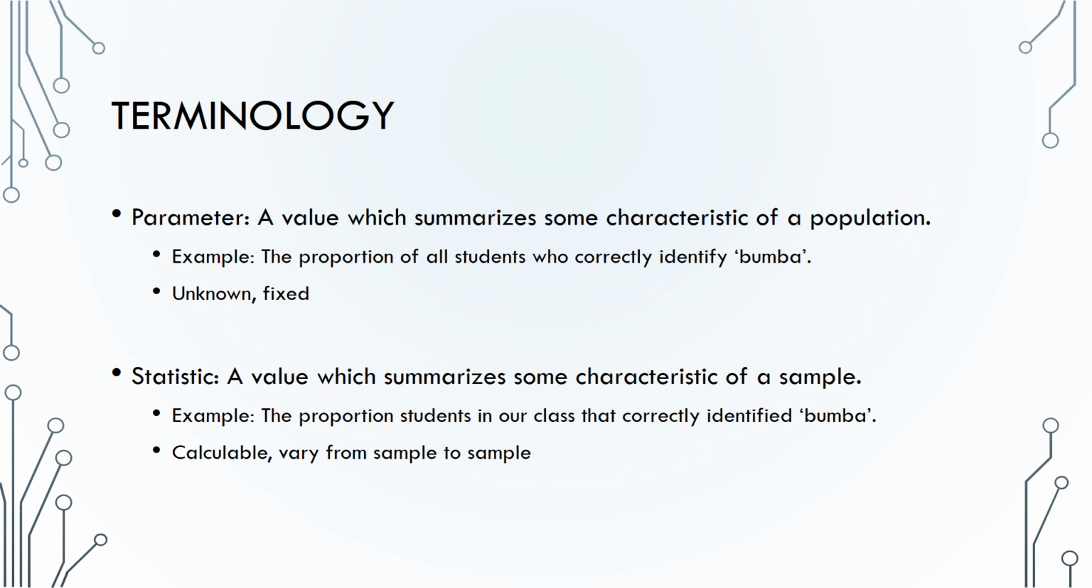We can calculate statistics. They will always be a number from our data, but they will vary from one sample to another. In other words, if we looked at a different class of 40 students, do you think we would get exactly the same number of students who correctly identify Bumba? Probably not. So the statistic would be different for this second sample, or for this second class.